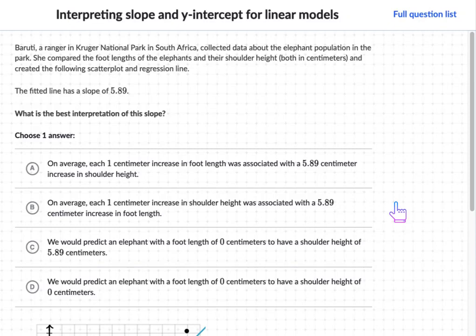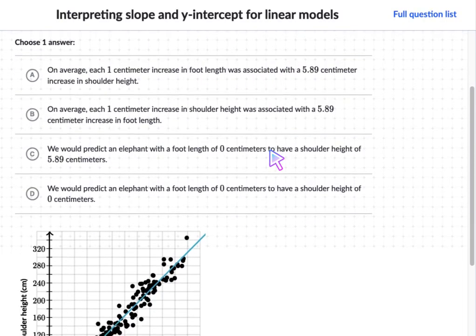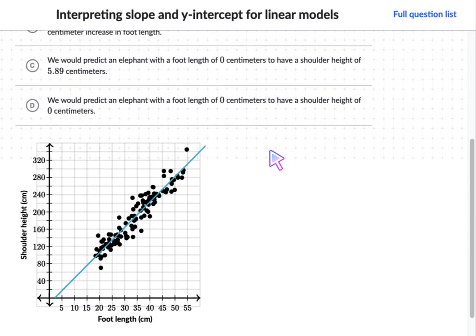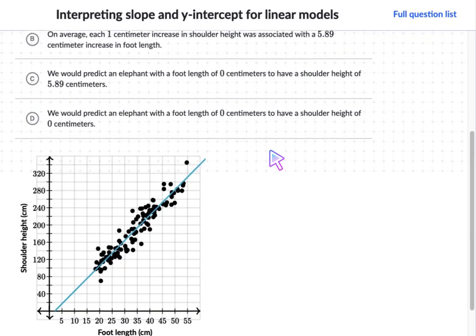The fitted line has a slope of 5.89. So we know now they're talking about slope. That's not the start now, that's the change. And that's going to tell you the relationship between the shoulder height and the foot length. So be careful with that. They want to know, what is the best interpretation of this slope? So go ahead and pause the video, see if you can try it on your own first.